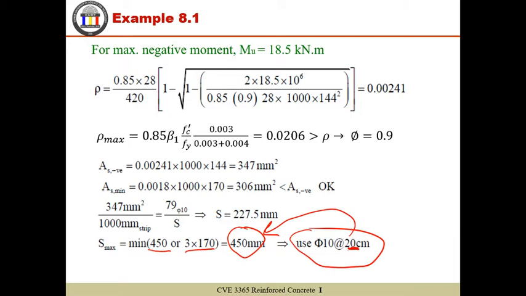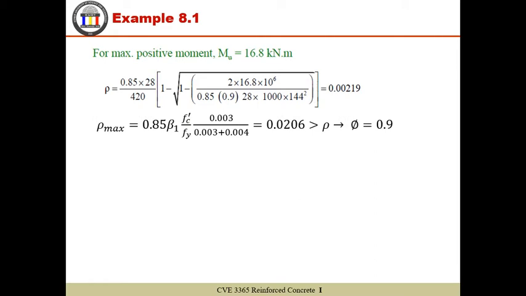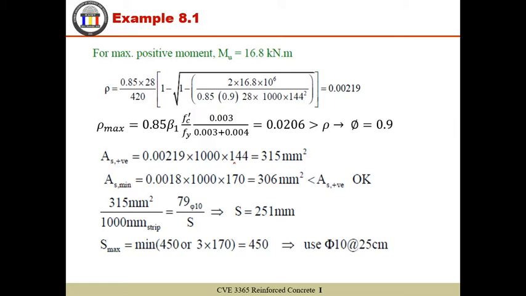Regarding the maximum positive moment, regarding Mu, 16.8, find rho again in the same procedure. Find rho max, check whether the section is tension control, and then find AS positive. And then from this AS positive, compare it with the AS minimum. It is greater than the AS minimum. And then find AS. This is for the bottom reinforcement.